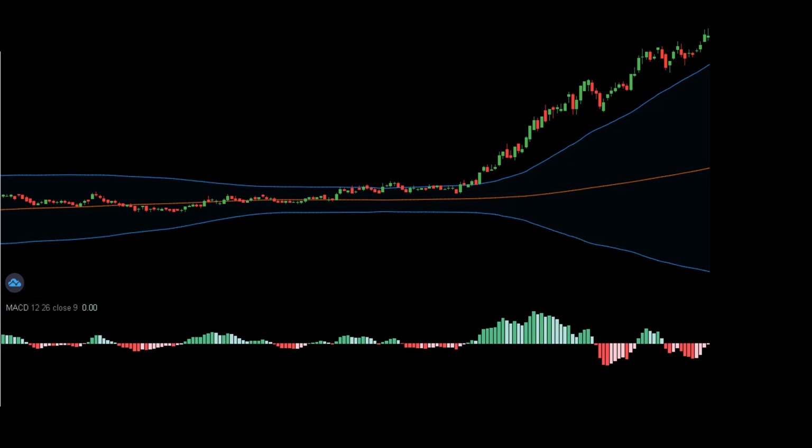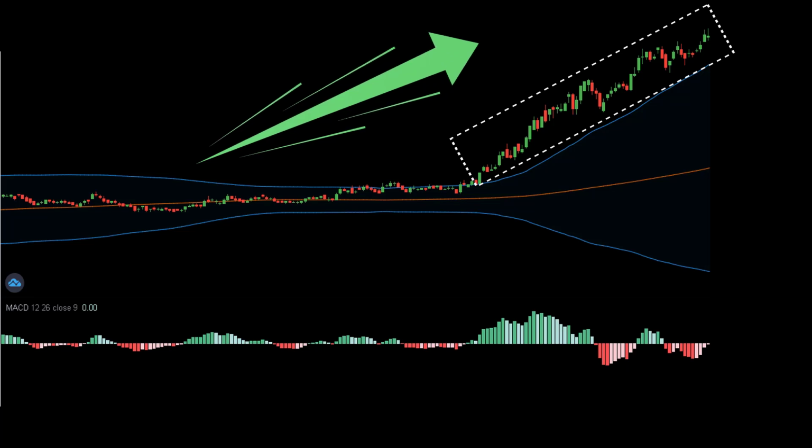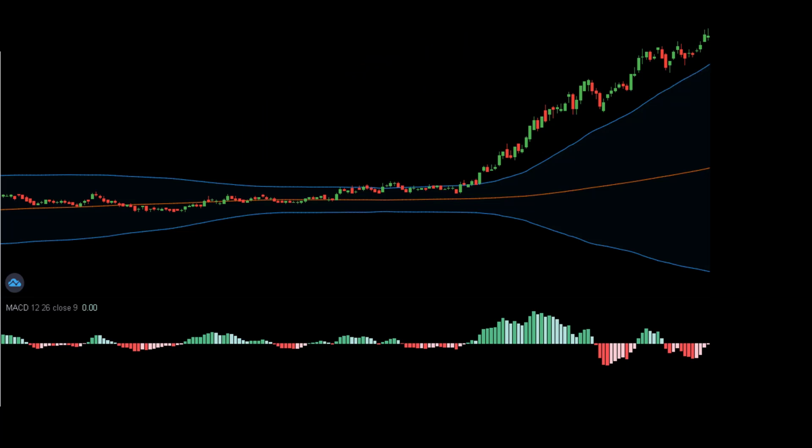We can see that price is in a strong uptrend, staying above the upper Bollinger Band for a long time. Now we expect a reversal to the downside. So we look for a bearish divergence. Price forms a higher high, but the MACD histogram prints a lower high. This is a clear bearish divergence. So now we have a short opportunity.